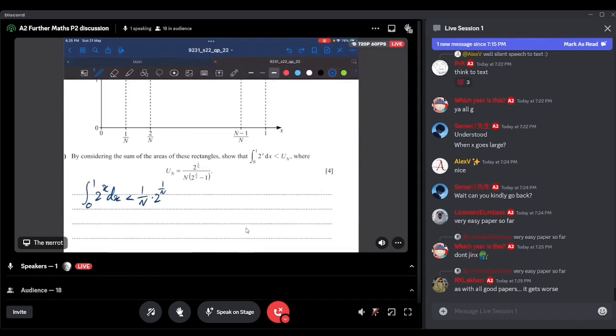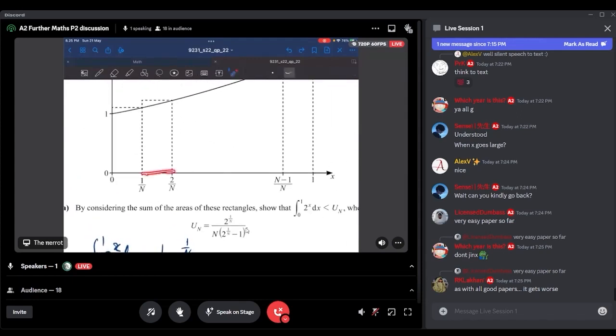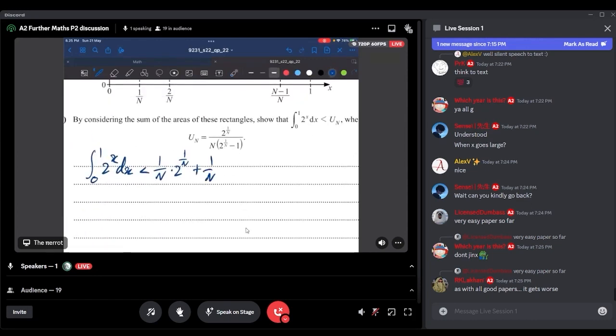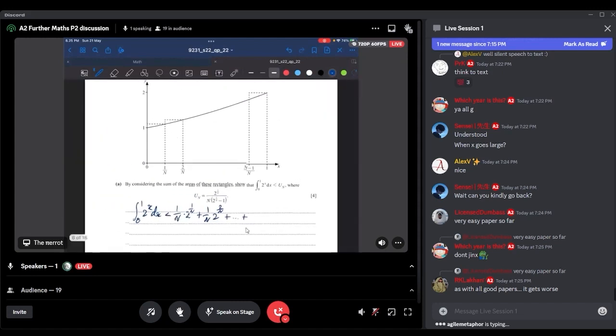And then you do the same thing. The width is 1 over n, while the height is when the function is at 2 power 2 over n, sorry, 2 over n. So you have plus 1 over n times 2 power 2 over n, and so on, up to 1 here.